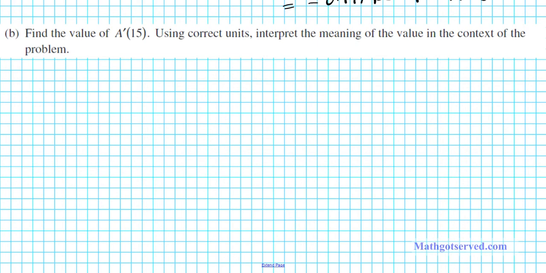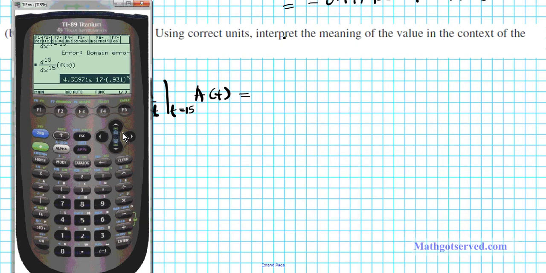All right, let's take a look at the B part. The B part says find the value of A prime of 15, the instantaneous rate of change at t equals 15. Using correct units, interpret the meaning of the value in the context of the problem. Okay, so A prime of 15 just simply means that you want to find the derivative, d/dt, evaluated at t equals 15 of the function A(t). All we just have to do is differentiate the function and plug in 15. But since we can use a calculator here, we don't have to work too hard. We can simply take full advantage of that.